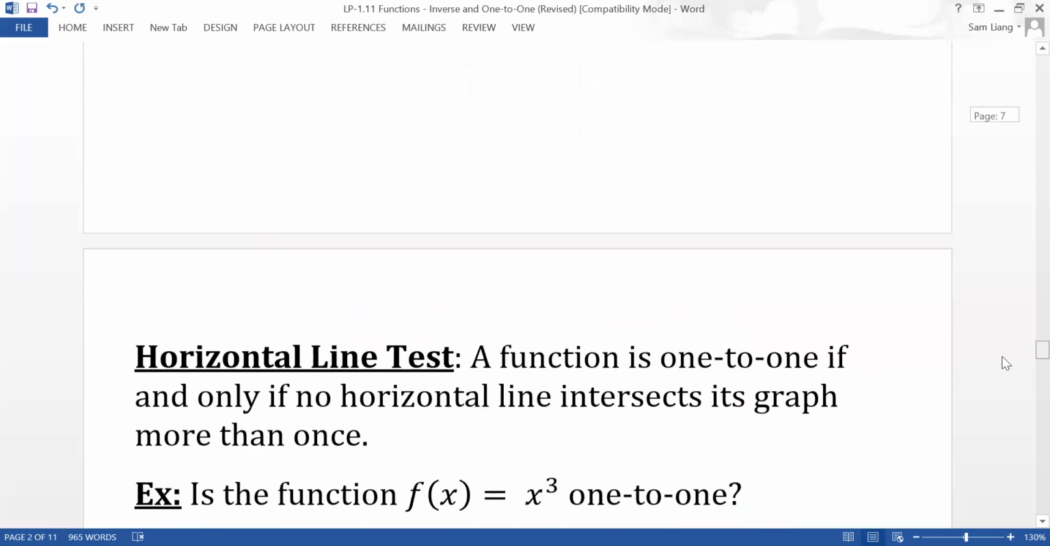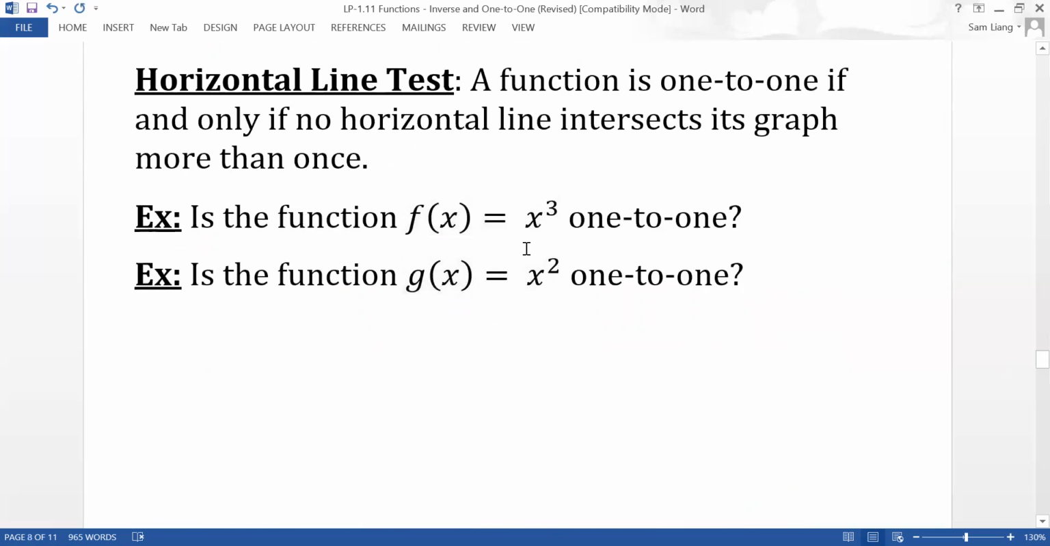All right, so horizontal line test, and then we'll get into these examples. A function is one-to-one if and only if no horizontal line intersects its graph more than once. Not to be confused with the vertical line test, which tests whether the relation is a function. Horizontal line test is for testing whether it's one-to-one. If you need to copy this here, please pause the video. Otherwise, we'll jump into these next two examples.